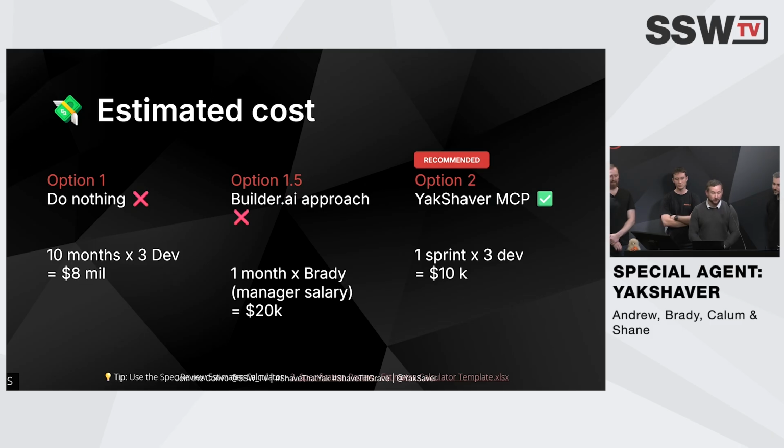We want to look at the estimated cost. So option 1, do nothing. We have 10 months of free devs, $8 million. Option 1.5, which is a feasible option, definitely worth investigating. There's no wrong answers. But builder AI approach, 1 month plus Bradley. I apologize, Bradley, I got your name wrong. Manager salary equals 20K, or obviously our recommended option, which is the Yak Shaver MCP, 1 sprint of free devs, 10K.